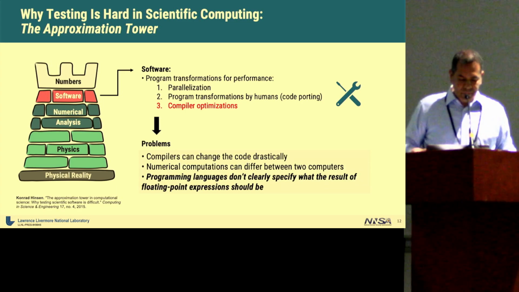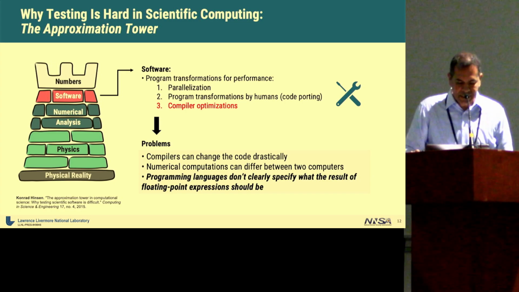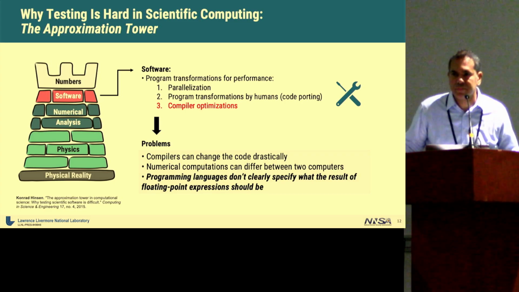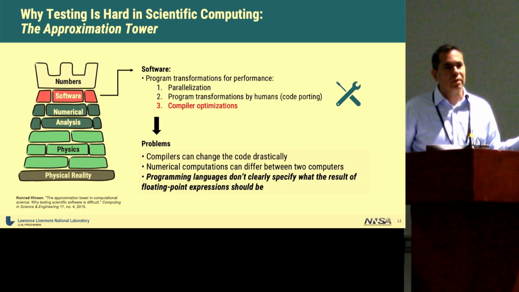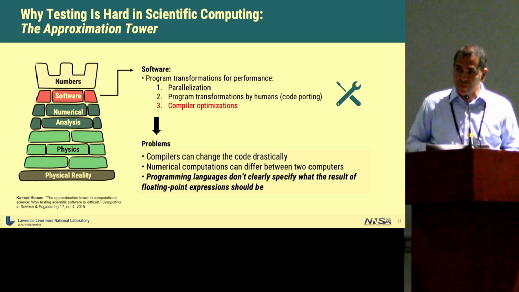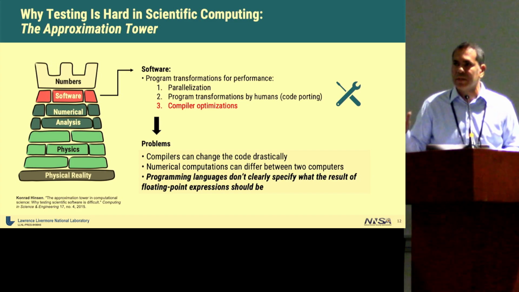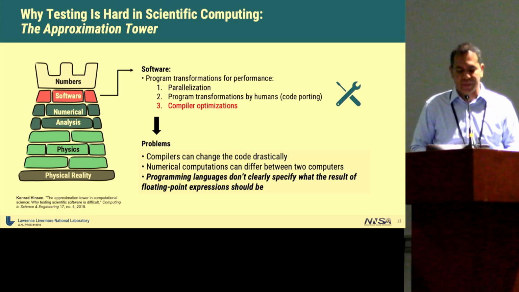The issue with compiler optimizations is that they can change the code drastically, and this creates a situation where you can have numerical computations that are different between two computers. Or even on the same computer, if you're using two different compilers, you might get different numerical results. Even with the same compiler, if you're using different optimizations, you might get different results. So that's a huge challenge for testing and for reproducibility. Another problem is that the programming languages we use in HPC don't specify clearly what the result of floating point expressions should be. And that's another limitation for testing.